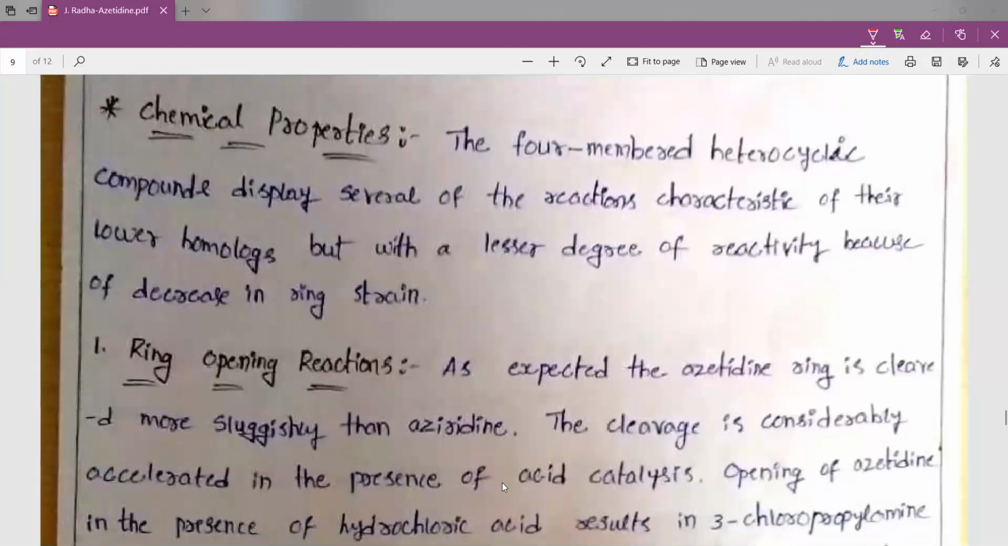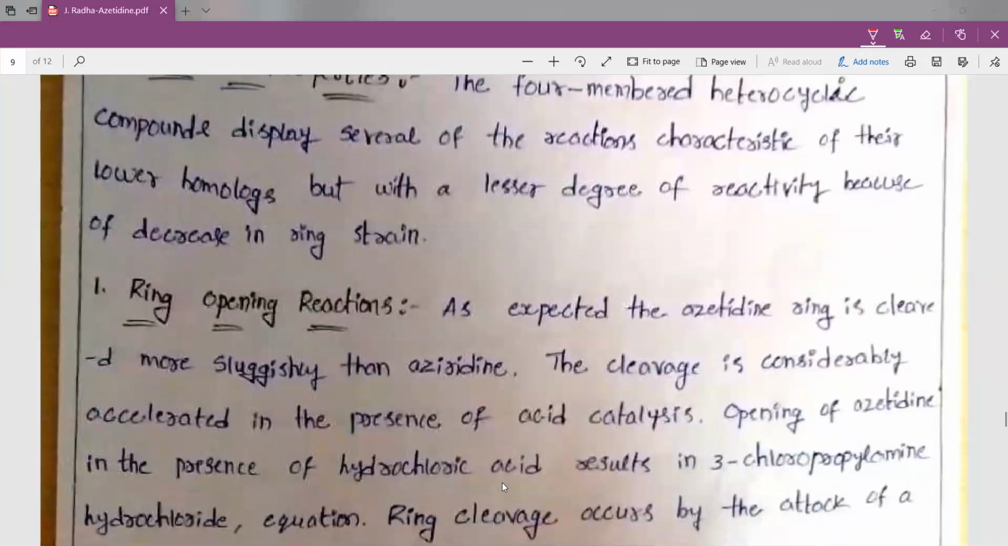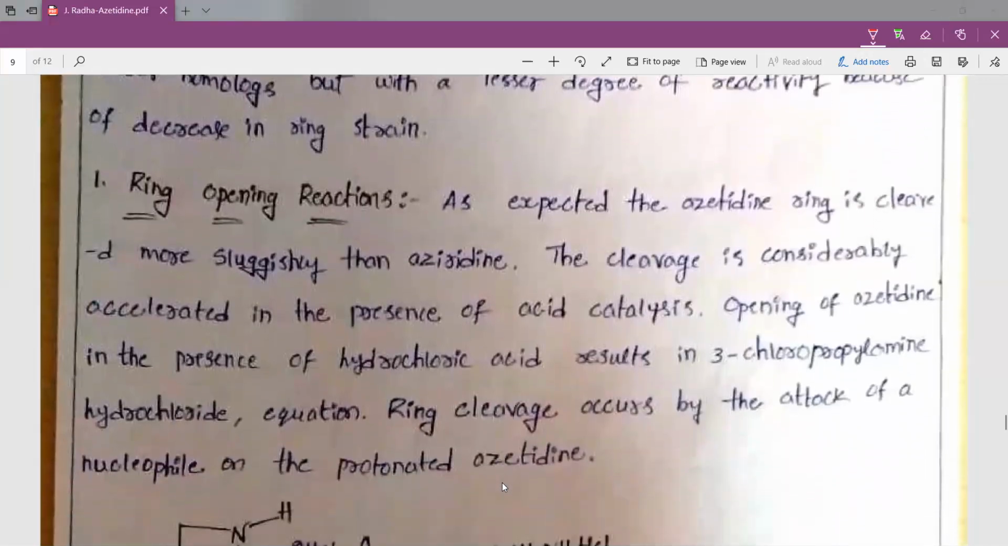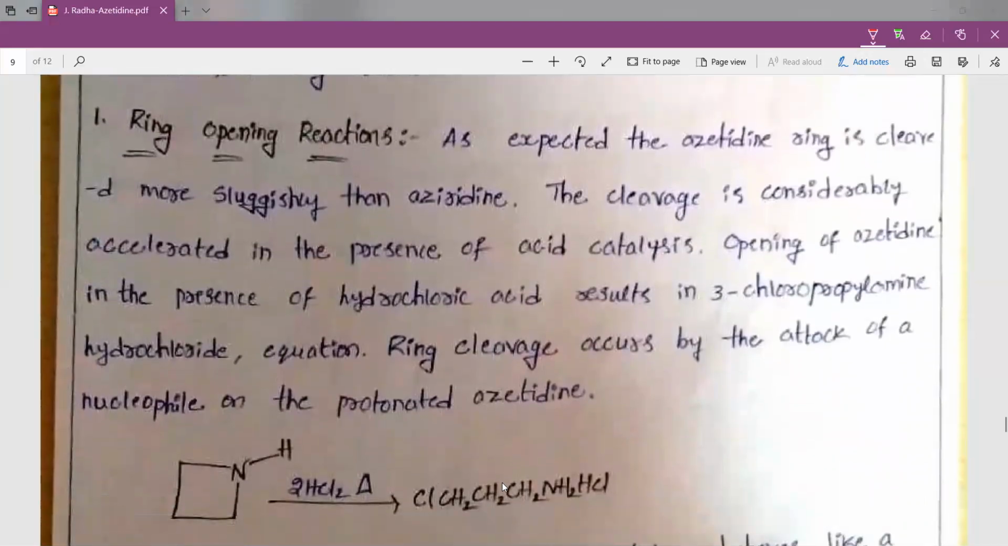So coming to the chemical properties. 4-membered heterocyclic compounds display several of the reactions characteristic of their lower analogues, but with a lesser degree of reactivity because of the decrease in ring strain. So 4-membered rings have less strain compared with 3-membered ring systems. Therefore, their reactivity is slower compared with the corresponding 3-membered rings. Mainly these are ring opening reactions. 3- and 4-membered rings generally undergo ring opening reactions, which are the main reactions to get relief from the strain.